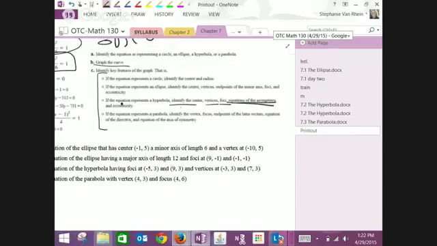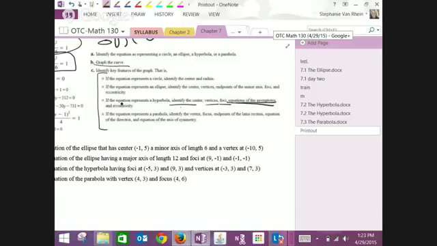Don't worry about eccentricity, how circular it is or how smushed it is. There's not any reason to calculate that. So don't worry about that E value, which is just A over C, I think.